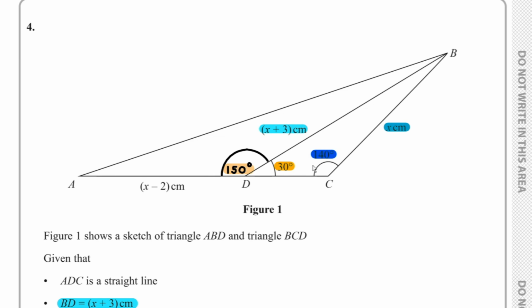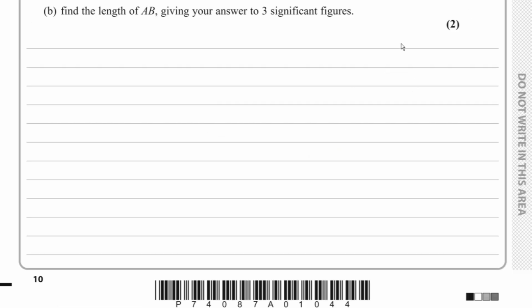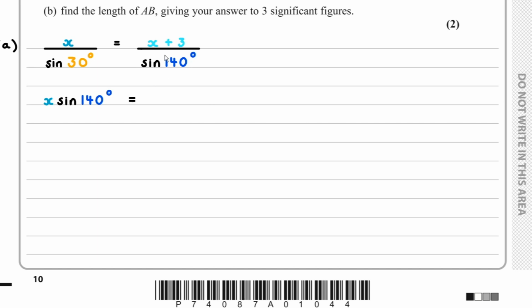We can set up an equation using the sine rule. We have x over the sine of 30 degrees, which is equal to x plus 3 over the sine of 140 degrees. And if we cross multiply, we have x multiplied by the sine of 140 degrees equals x plus 3 multiplied by the sine of 30 degrees.